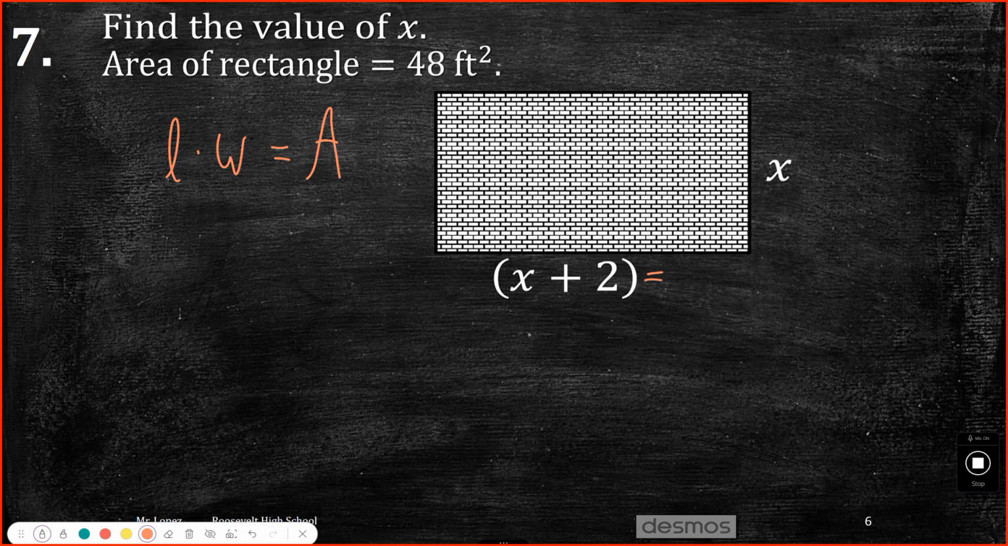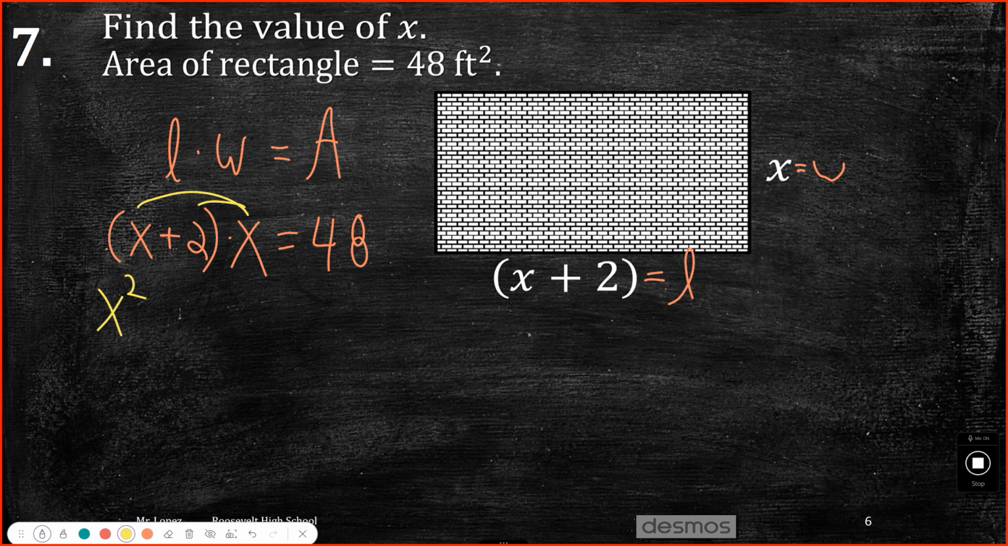So now which one is L? L is the long side. So this is L, and this better be the width. So the width is going to equal x here. So plug it in. L is x plus 2, and the width is x. And that has to equal what? What's the area given? 48. Multiply it out, and we're going to use the zero product property. X times x is x squared. X times 2 is 2x, equals 48.